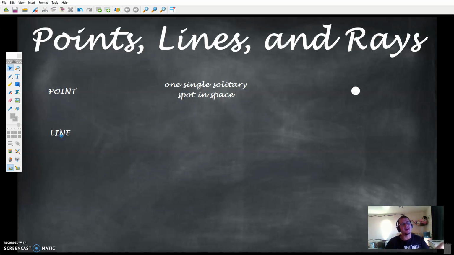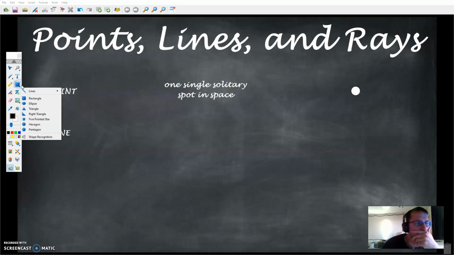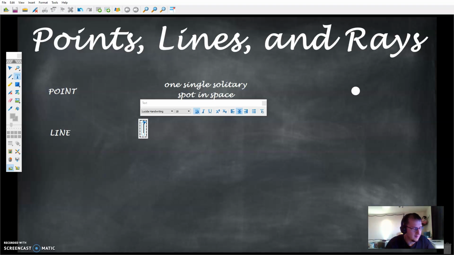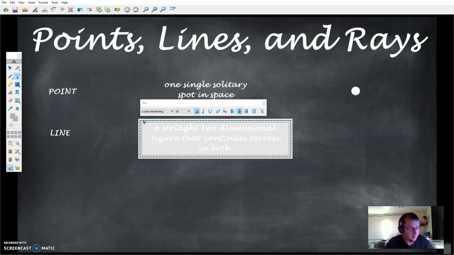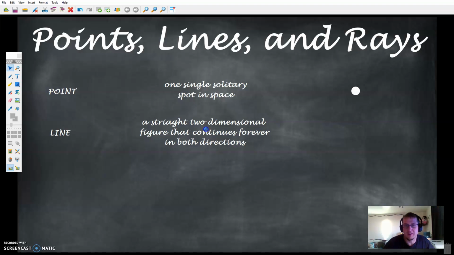And now what do you think about when you think about a line? We're going to come over here, let's say. If you were to look at this, if we were to click on this little, let's see, there we go, lines. Okay, I've got choices here. Which of those do you think is going to be mathematically a line? Okay, let's give it a definition first. A line would be a straight two-dimensional figure that continues ever in both directions. A straight two-dimensional figure that continues forever in both directions.